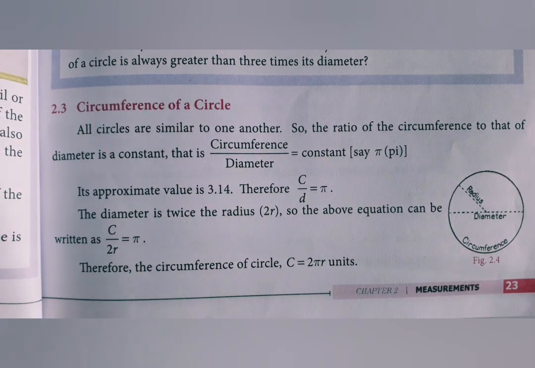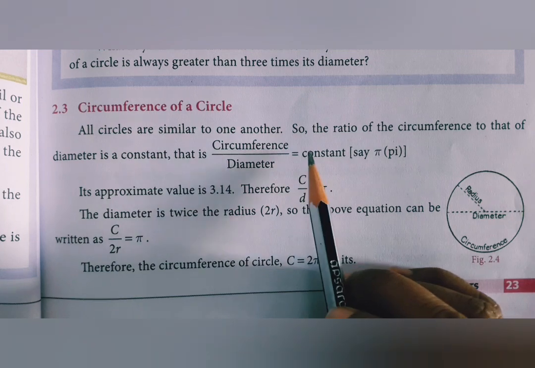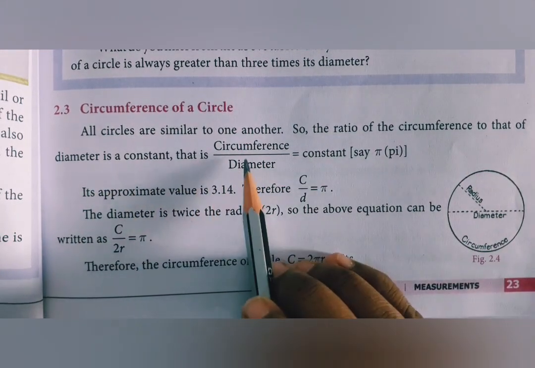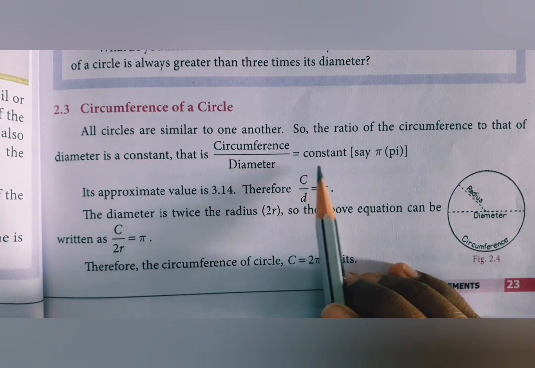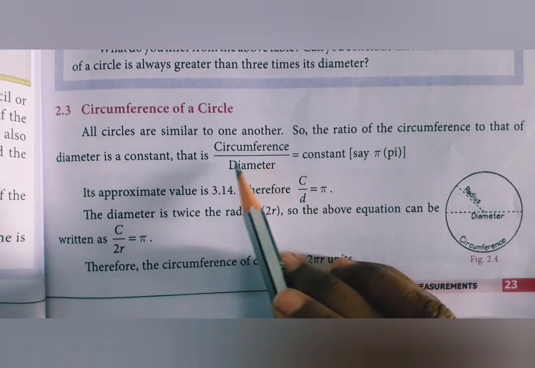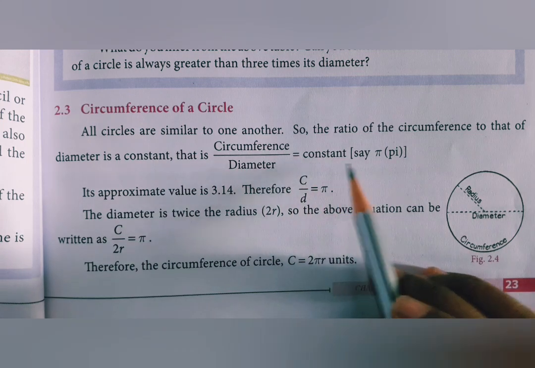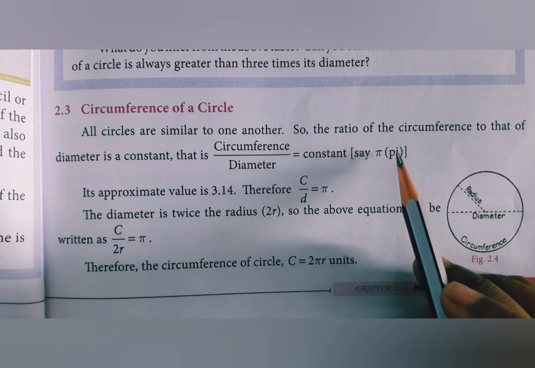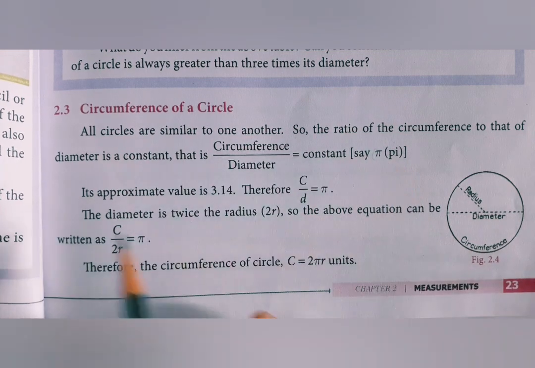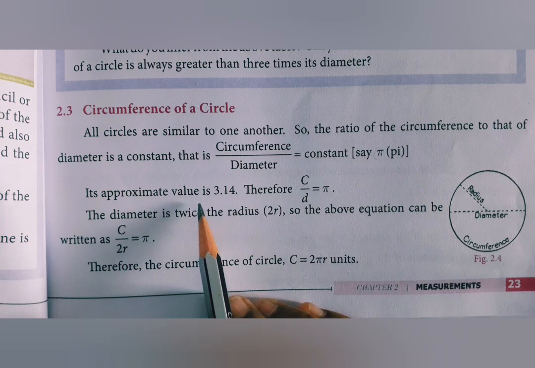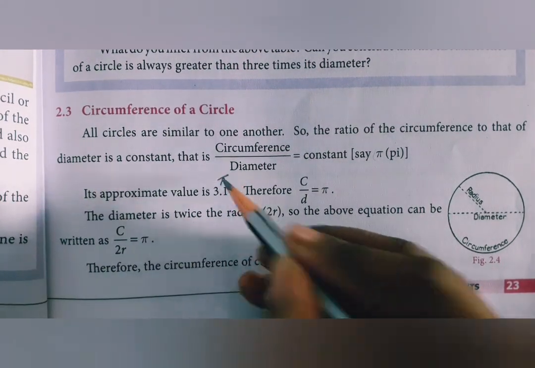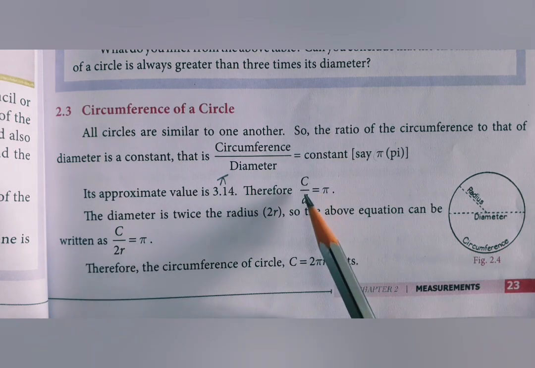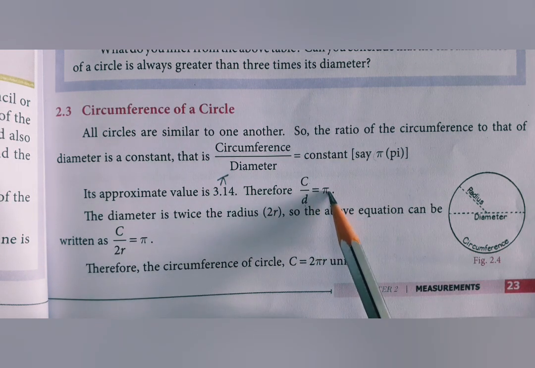All circles are similar to one another, so the ratio of the circumference to the diameter is a constant, that is, circumference divided by diameter is equal to a constant. We call that constant pi, and its approximate value is 3.14. Therefore C/d is equal to pi.